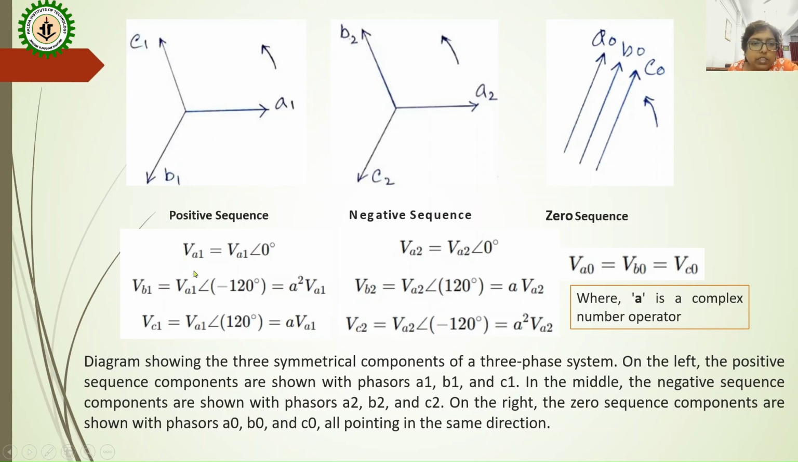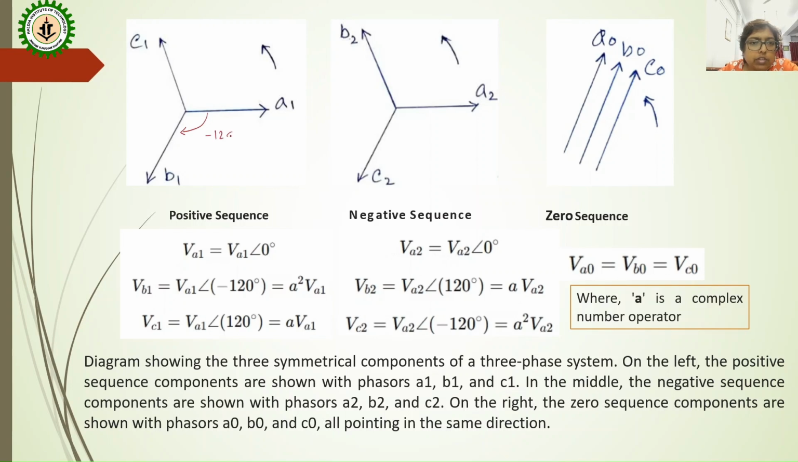For the positive sequence, VA1 equals VA1 at angle 0 because it is the reference. For VB1, the position of B is B1; if we consider the clockwise direction with respect to A1, that is minus 120 degrees.